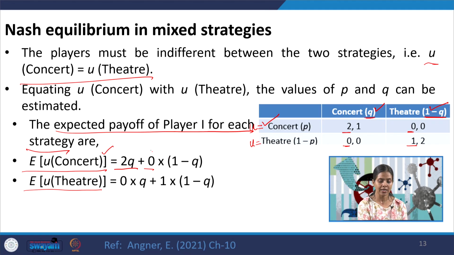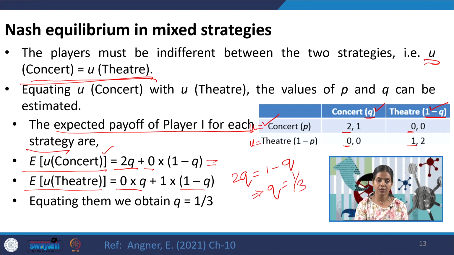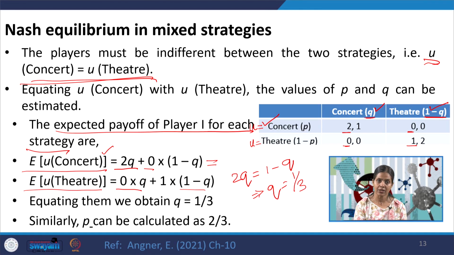Now, since we say that these two are equal, we equalize them: 2Q plus 0 into 1 minus Q, which is basically 2Q, would be equal to 0 into Q plus 1 into 1 minus Q, which gives me Q equals 1 upon 3. So, equating them, we obtain Q equals 1 upon 3. In a similar fashion, P can be calculated as 2 upon 3.